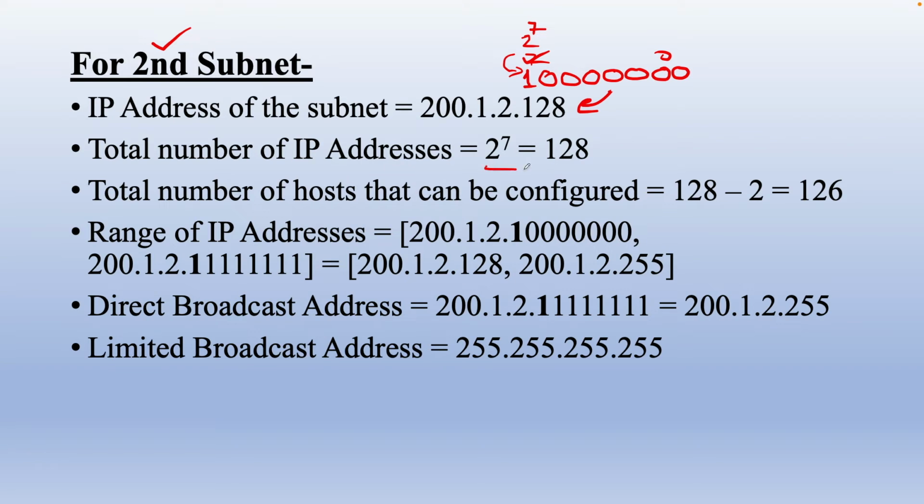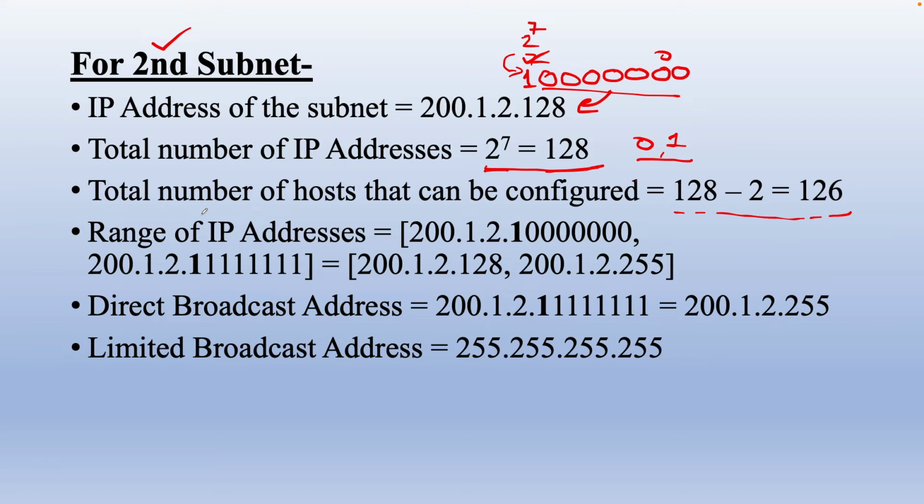So the total number of addresses is again 128, because host bits are 7 in number, and each of the 7 bits can be varied in 0, 1 form. Only two options are possible for each bit, and these two options raised to the power 7 give us 128. The usable number of addresses is again 126, because as I explained earlier, the network address and direct broadcast address are not part of the usable addresses.